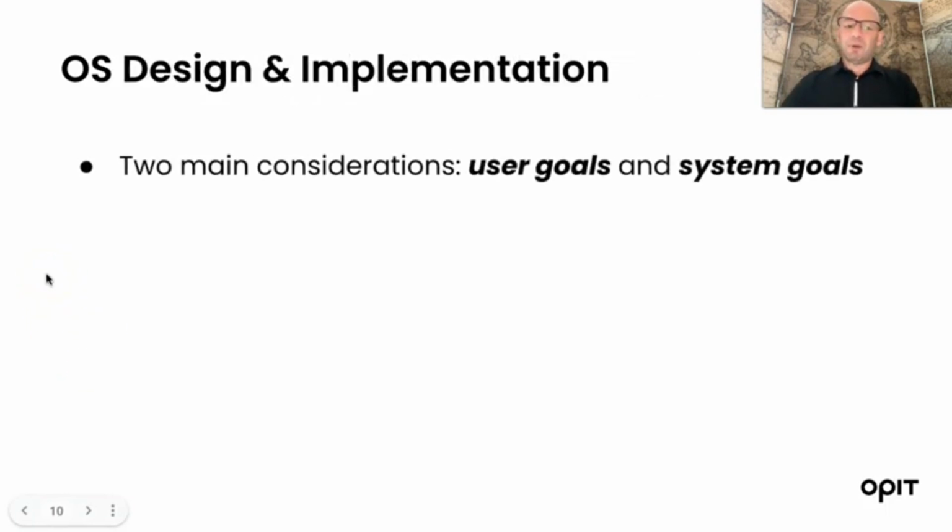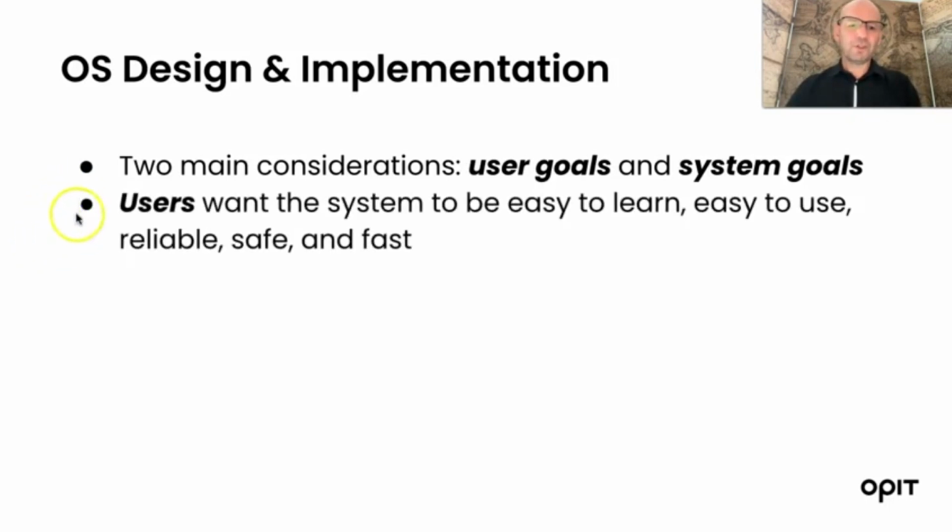Now, when we're designing an operating system, there are some considerations. We talked a little bit about this earlier, the idea that user goals are different than system goals. So the user view, what a user expects and wants in an operating system, is different than what the system design goals are. So users want the system to be easy to learn. They want it to be easy to use. They want it to be reliable, and they want it to be safe and fast.